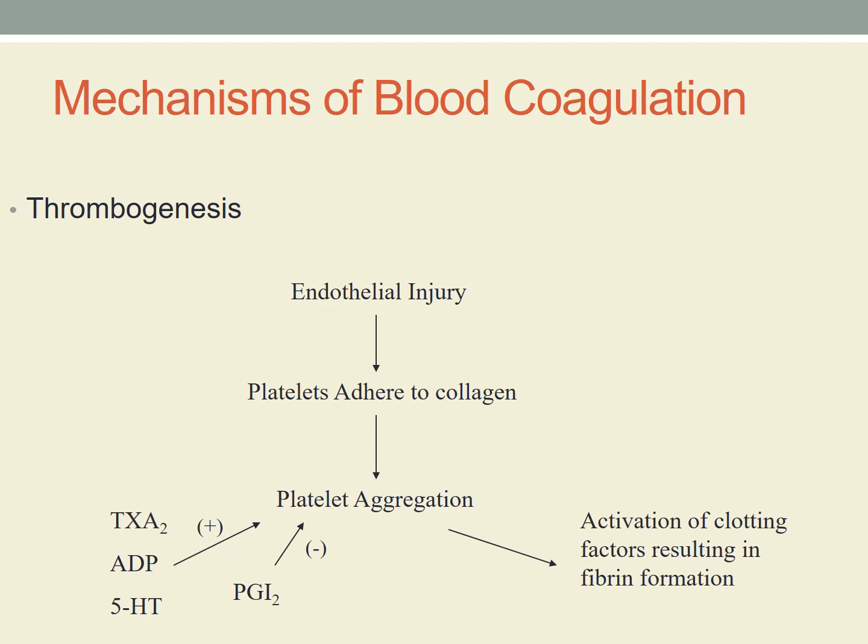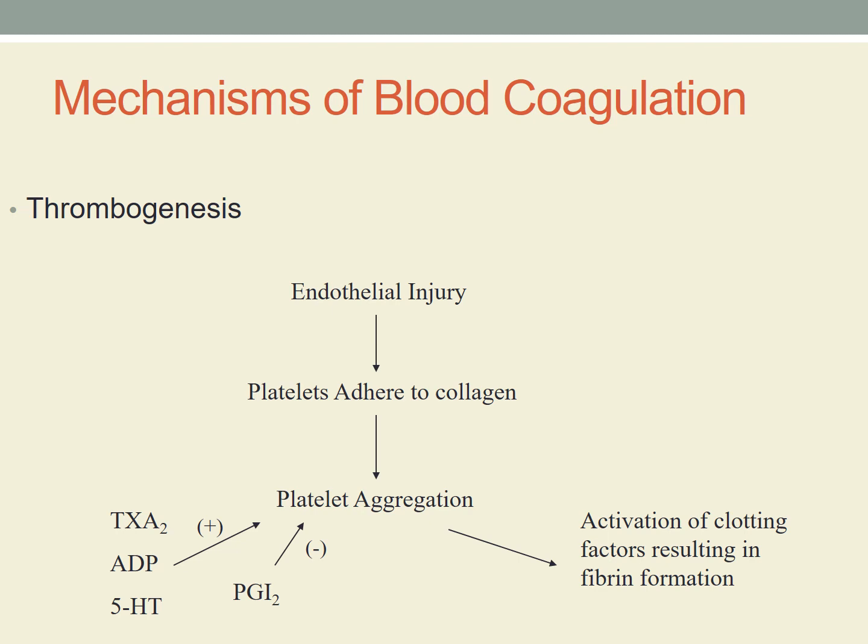The aggregated platelets start to lose their individual membranes, they release their contents, and they form a gelatinous mass. And this mass, or platelet plug, quickly stops the bleeding, but it needs fibrin reinforcement to make an effective clot. So the aggregated platelets activate the clotting factors of the blood coagulation cascade, which leads to the formation of fibrin.